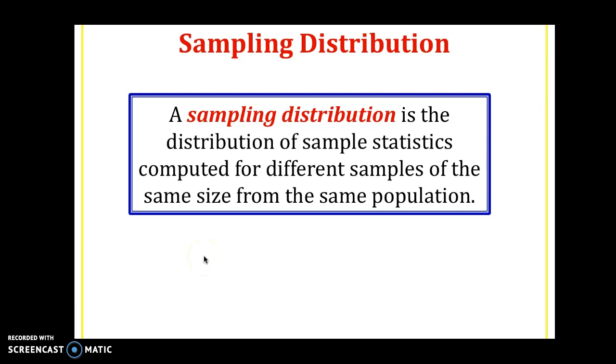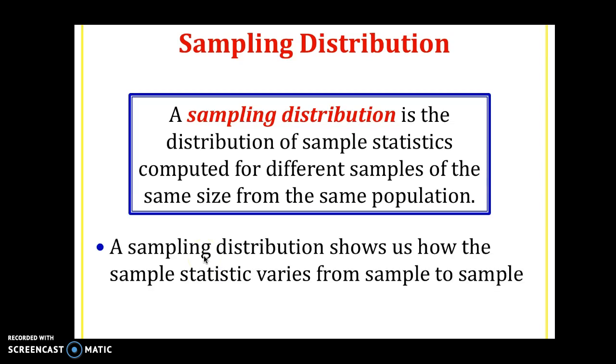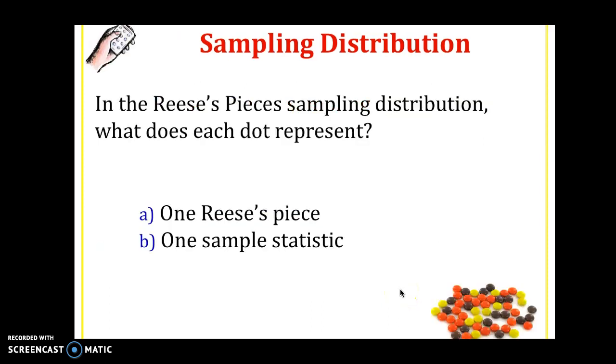In this case, we took 10 Reese's Pieces at a time. And the sampling distribution shows us how much the sample statistic varies from sample to sample. Think about the first couple of samples: we got 7 out of 10, 8 out of 10. But as we did more and more and more, they tended to veer towards the population proportion of 50%.